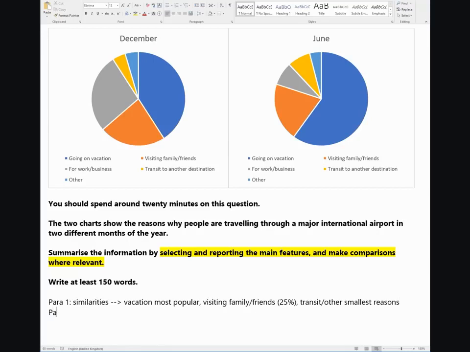Now, obviously, if paragraph 1 is similarities, then paragraph number 2 is going to be differences. So for differences, what can I talk about? Well, obviously, although vacation is the most popular, there are more people going on vacation in June. I think the biggest difference is that you can see there are way fewer people traveling for work or business in June.